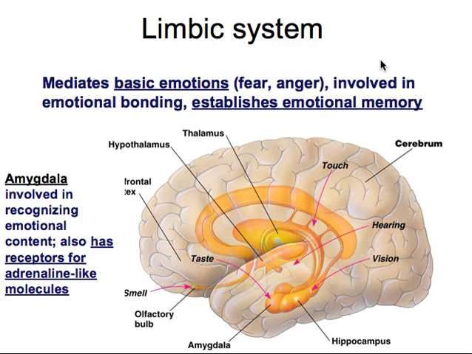So our limbic system mediates basic emotions. It's on the inside. Okay? And it also establishes emotional memory. It's key. So another key piece of this limbic system on the inside of our brain is this guy right here called our, let me get a different color here, amygdala. Amygdala, so cool. Our amygdala is involved in recognizing emotional content. It has a lot of receptors for adrenaline-like molecules. Now, this is the second time we've mentioned adrenaline. So when we have adrenaline, remember that's part of fight or flight responses.